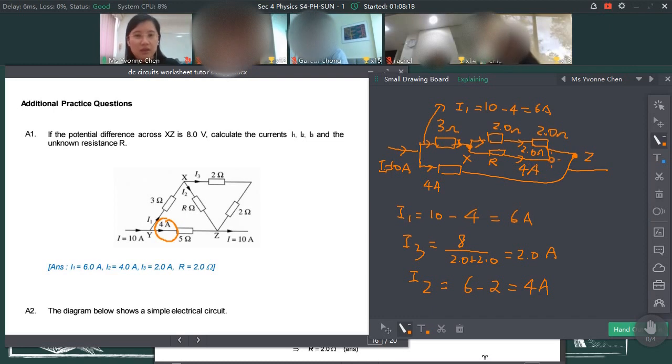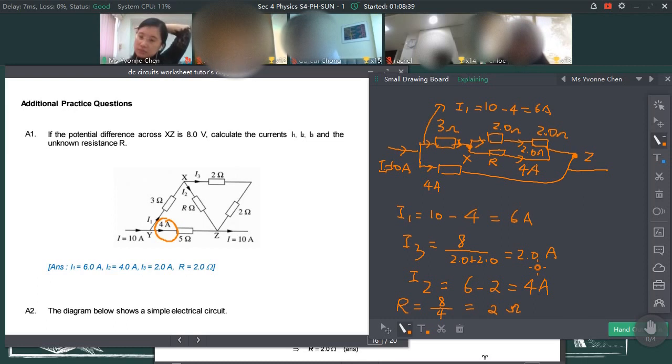Okay, then Chloe, share with us how you get the R. 8 divided by 4. Very good, thank you. Voltage divided by current. Okay, so this is a working. Okay, Chloe, you can continue with A3. I remember homework is until A2.